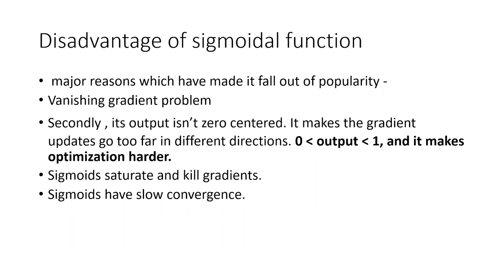Secondly, its output isn't zero centered, right? As I said, the probability values will be somewhere around 1% or 5% or 10%, but it will never be zero. So it isn't zero centered. It makes the gradient updates go too far in different directions. Since the values are not centered towards zero, whatever updates we make to each of these neurons based on the predictions we get as output, we have to make a lot of changes, and it makes the optimization harder. For example, if it's 0%, it basically removes a lot of complex neurons, or the neurons which are not required for other analysis, and can make them dead neurons, right?